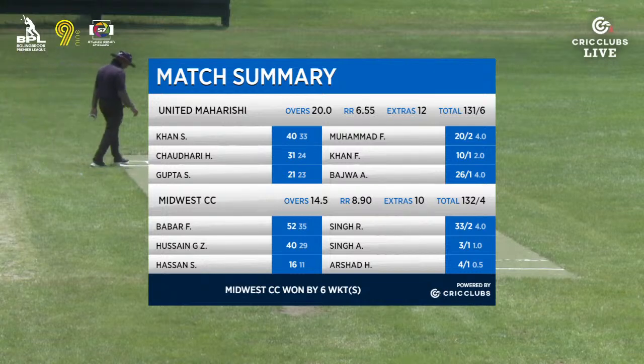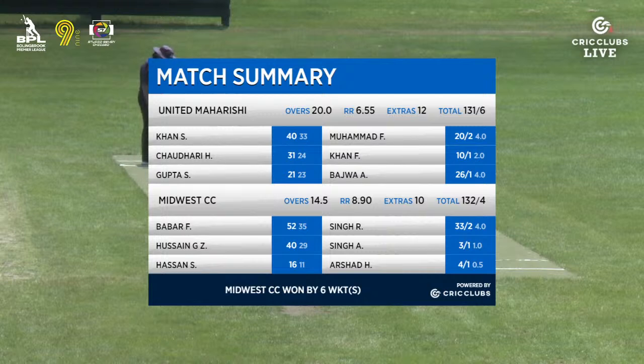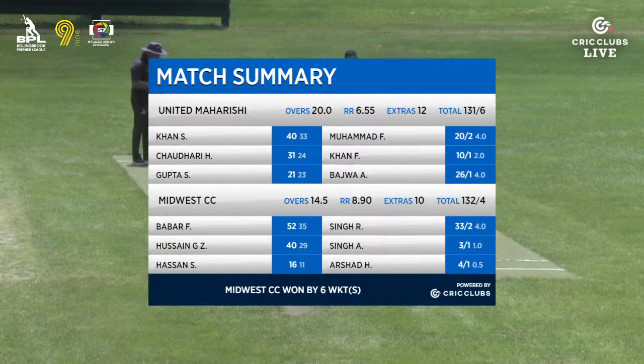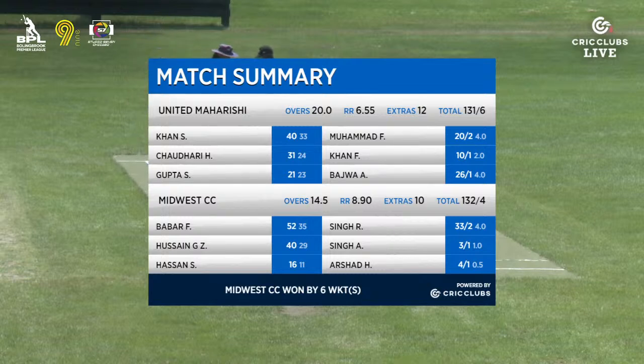We had a very, very good start for Midwest with Fahad Baba picking up 52 off 35 and Zohad Hussain picking up 40 runs off 29. After that start, it was an inevitable run home. Cameo appearance by Shahir Hassan picking up 16. But as it was, Midwest cruised home, picking up the 132 runs target with only 4 wickets down and more than 5 overs to spare.